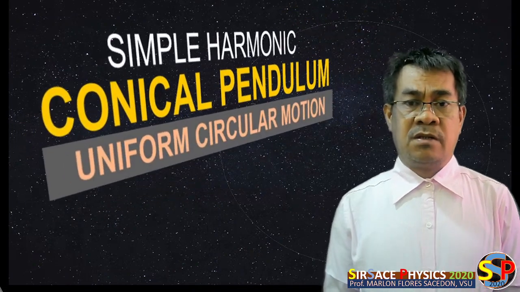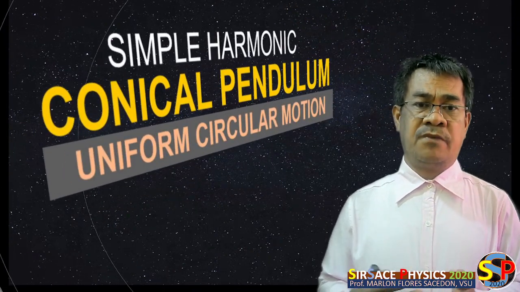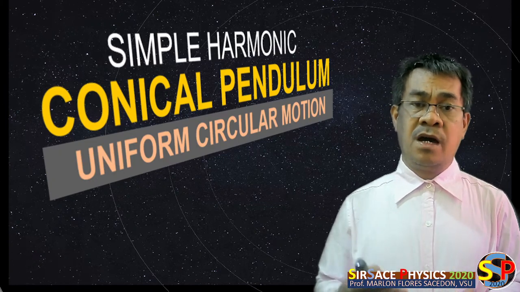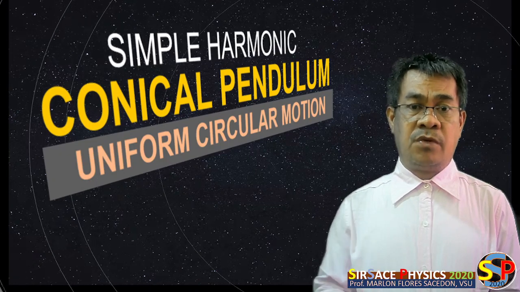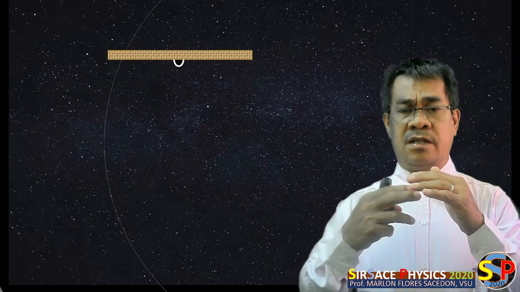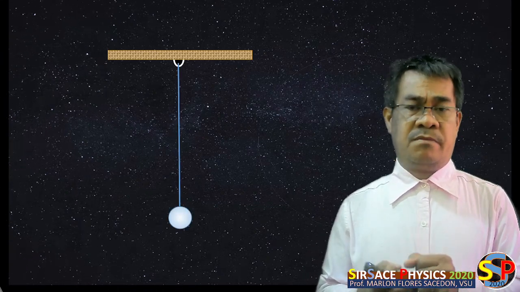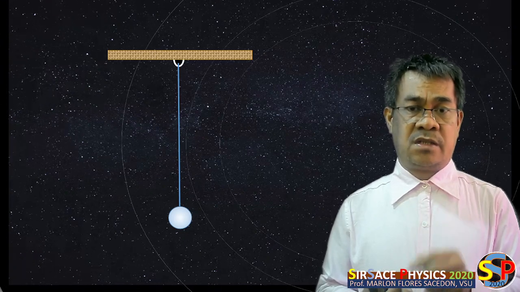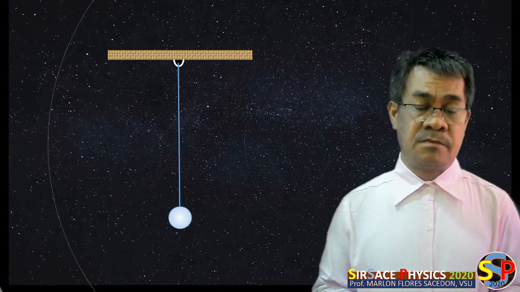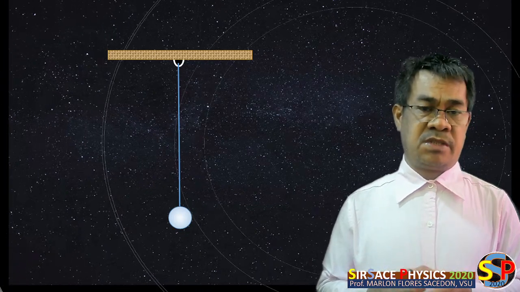Okay, now let's have an example of uniform circular motion, the simple harmonic conical pendulum. Now, what is a simple harmonic conical pendulum? Consider a fixed point, and we have the bob connected by means of a string. One end is connected to the bob and the other end is connected to the fixed point. And the object should be a massive object. It should be a dense material.